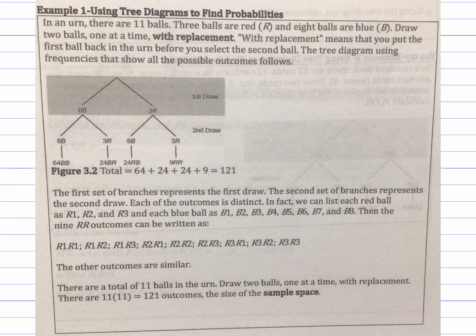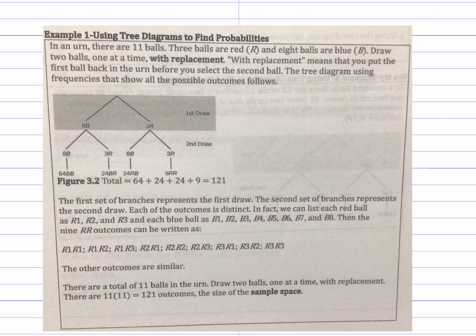So here is our first example where we are using tree diagrams to find probabilities. And you can see in this example, we have a great tree diagram. It's even shaded with the first draw and the second draw. Below, it totals the number of outcomes so that you can see, when you're using these to find your own probabilities, that you will know how to total the outcomes to find the sample space. And so let's work through this example real quick.